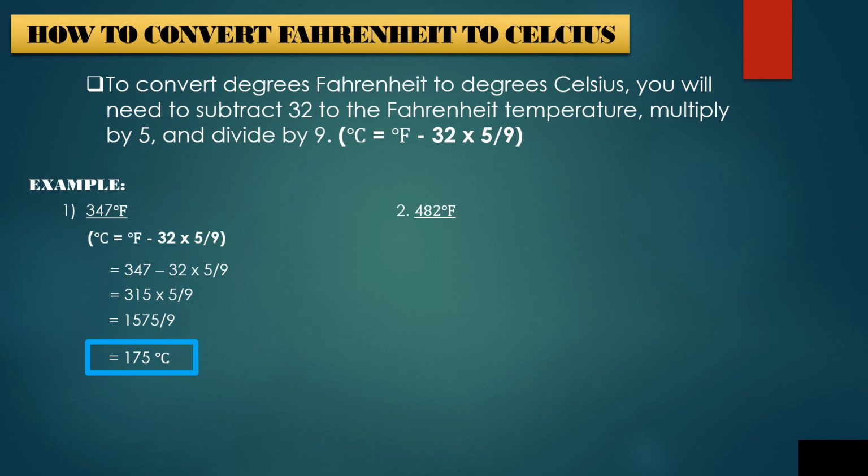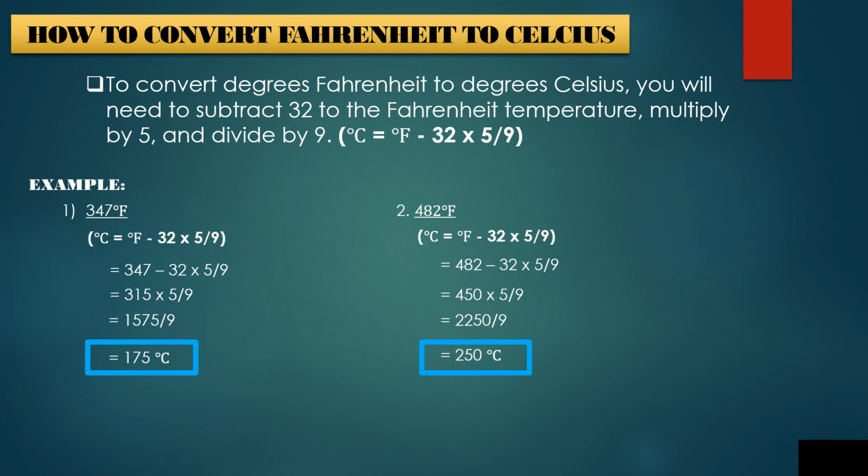Okay. Next natin. 482 degrees Fahrenheit. So, ito yung ating formula. And then, yung ating degree Fahrenheit dyan is 482 minus 32 times 5 over 9. So 482 minus 32 is equal to 450. So, ita-times natin siya by 5 and then divide by 9. So, 450 times 5 is equal to 2,250. And then divide by 9 is equal to 250 degrees Celsius or centigrade. Okay, so yun yung ating sagot.